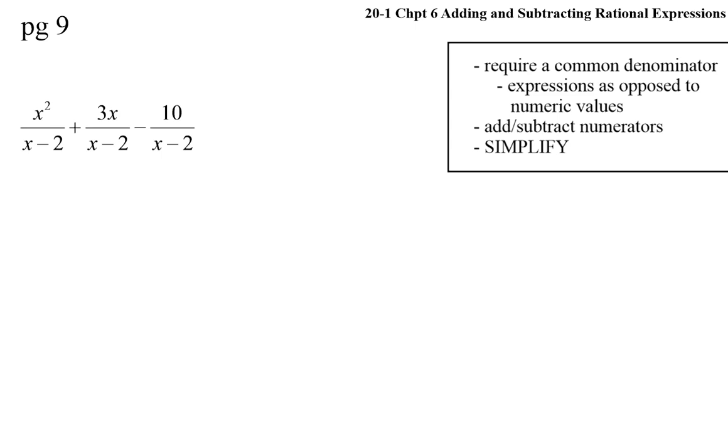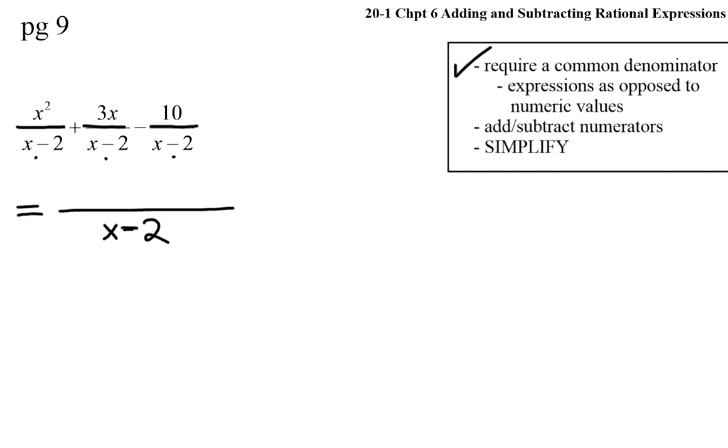All right. Now we have 3 terms. Not a big difference. 3 terms, 3 fractions. We still need that common denominator for the 3 terms. What's great? x minus 2, x minus 2, x minus 2. So that works nice. This will equal a denominator of x minus 2. Because our denominator is already there, we don't have to do anything to the numerators.